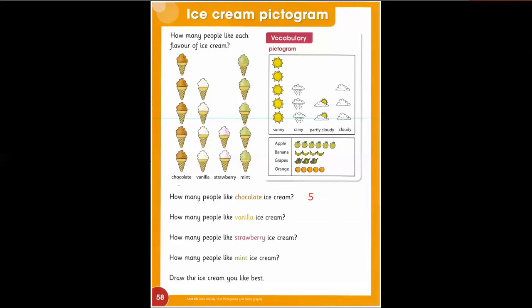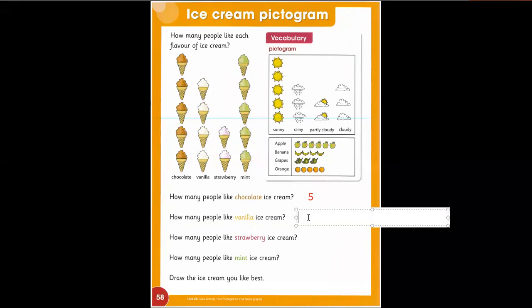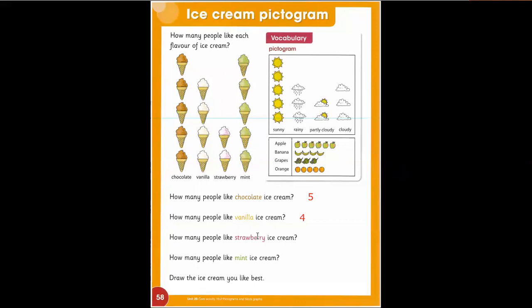How many people like vanilla ice cream? 1, 2, 3, 4. 4 people like vanilla ice cream. How many people like strawberry ice cream? 1 and 2. How many people like mint ice cream? 1, 2, 3, 4, 5. So 5 people like mint ice cream. Understood?